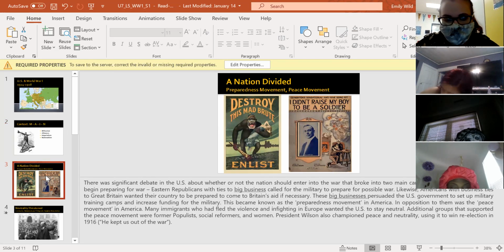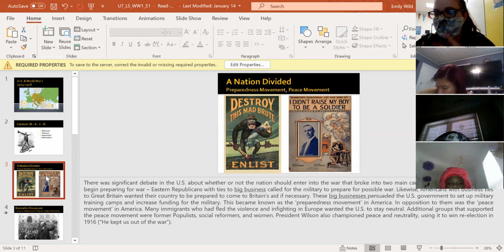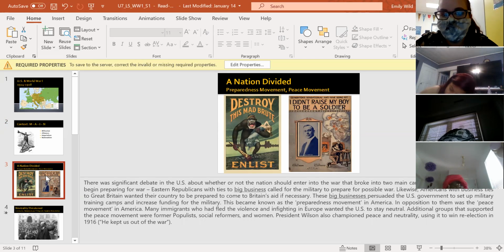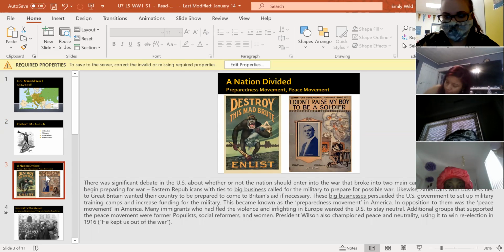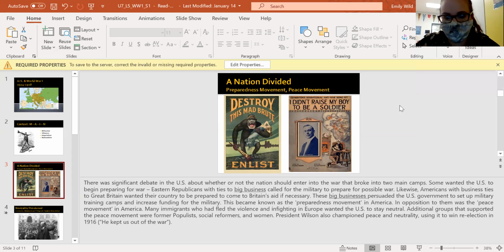We're now going to transition into what was the United States doing during this time? There was a significant debate about whether or not the United States should go into the war. And there are two main groups in the United States. These two groups are the preparedness movement and the peace movement.